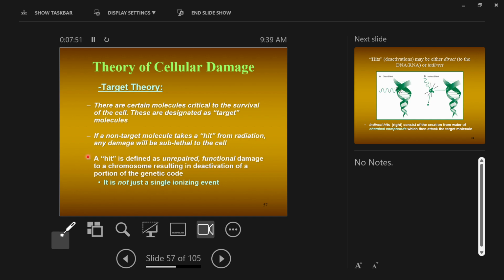But anyways, what we call a hit, in quotations, is defined as unrepaired functional damage to one of these target molecules, in this case the chromosome, which may result in deactivation of a portion of the genetic code. If a portion of the genetic code that would be used is deactivated, what happens? It's killed.